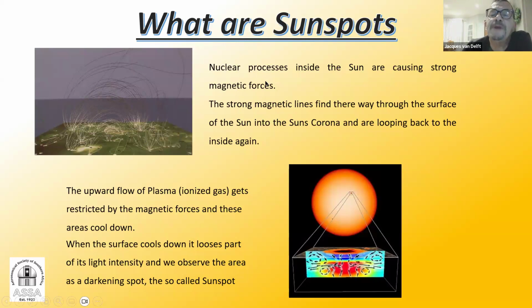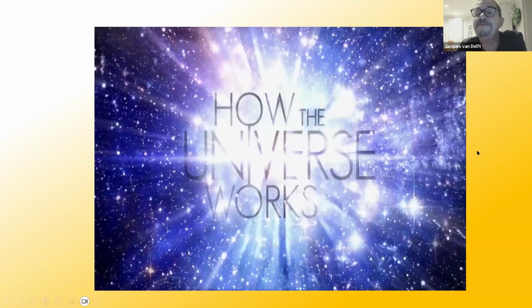Now, those nuclear processes are causing those strong magnetic forces. And as soon as you get the magnetic lines poking through, the upward flow of the plasma or the ionized gas gets restricted by those magnetic forces. And those areas, as you can see here, are cooling down. And it loses a part of its light intensity. So it becomes darker. And that's when the sunspot becomes visible. Now let's have a look at another video explaining this.